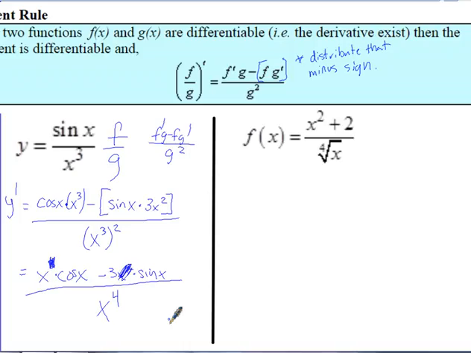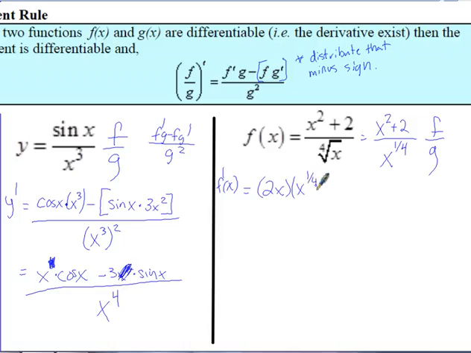All right, next one. I have f of x equals x squared plus 2 over the fourth root of x. Any issues? So this is really x squared plus 2 over what? X to the 1/4. Again, this is my f. This is my g. Apply my rule. So the derivative is going to be what? Just 2x, right? Because that's the derivative of the top. Times what?